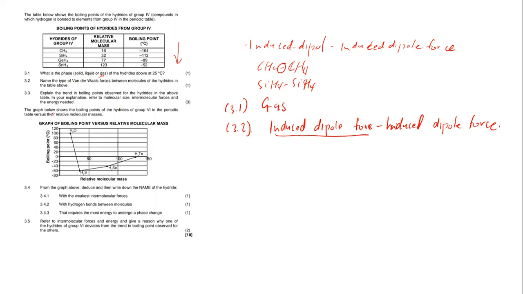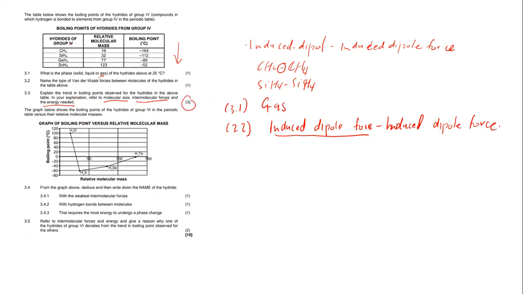Now 3.3 says to us, explain the trend in boiling points observed for the hydrides in the above table. In your explanation, refer to molecular size, very important, molecular size, intermolecular forces, and the energy needed. So when we do our explanation, it should entail these points that they have mentioned in order for us to get 3 marks.